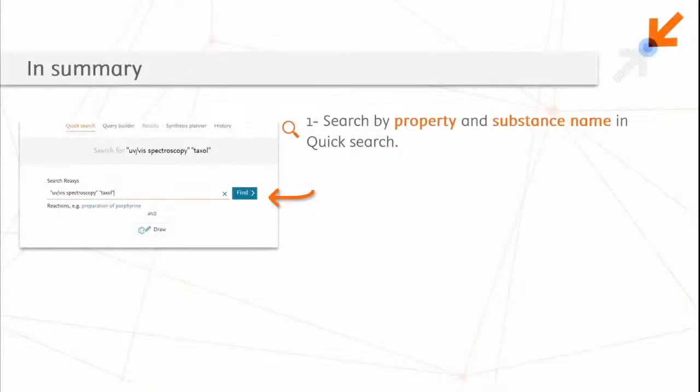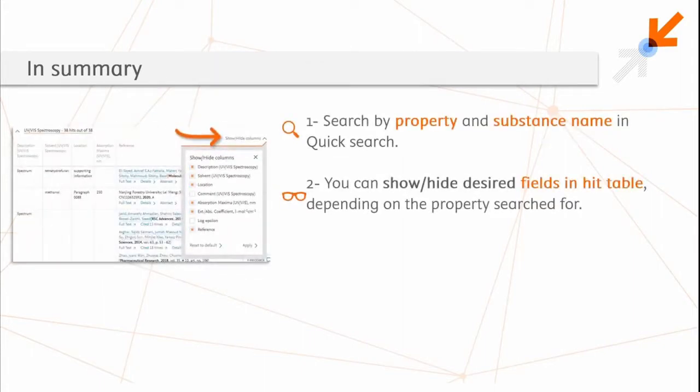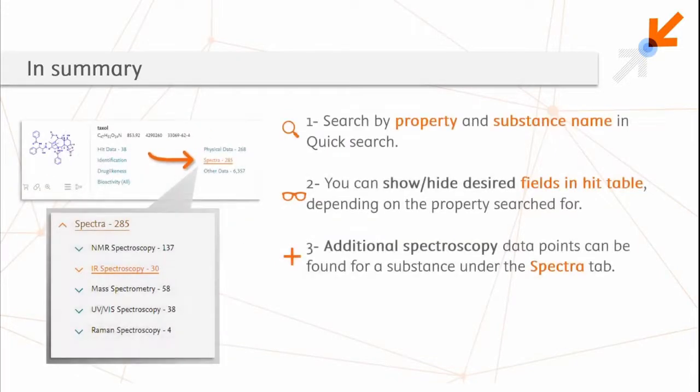In summary, to find property information for a substance, enter the property name and a substance name in Quick Search. To find the relevant data, show desired fields in the HIT table. Remember that available fields will vary depending on the property type searched for. Additional spectroscopy data points can be found for a substance under the Spectra Information tab.